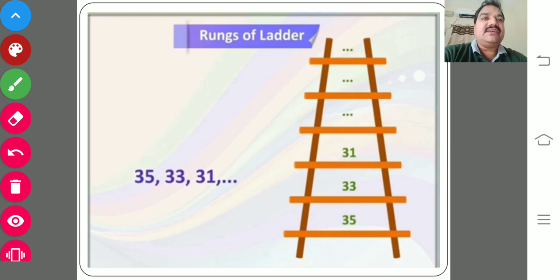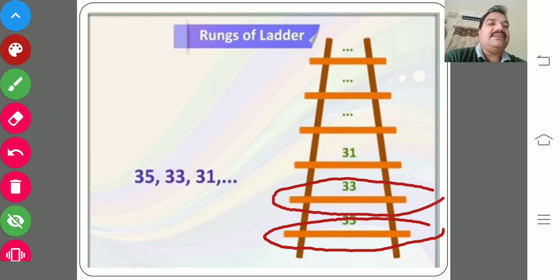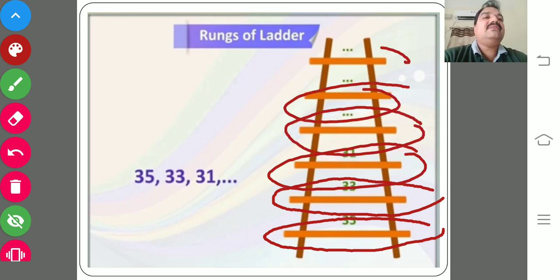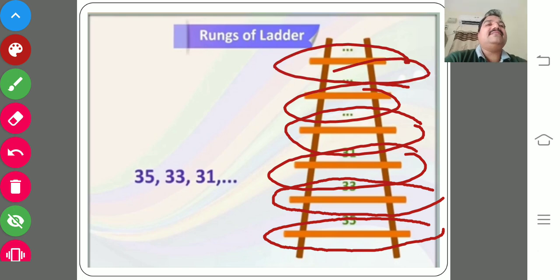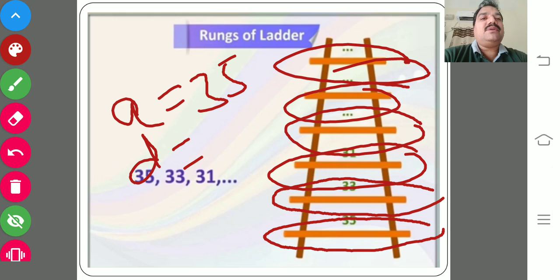This is also an example of the rungs of a ladder. If you observe here, 35 centimeters is the first rung. The rungs are uniformly decreasing; the next rung decreases by only 2 centimeters. The next one will be 31, then 29, 27, 25, like that. So here A equals 35, and D equals how much? A decrement means minus 2.